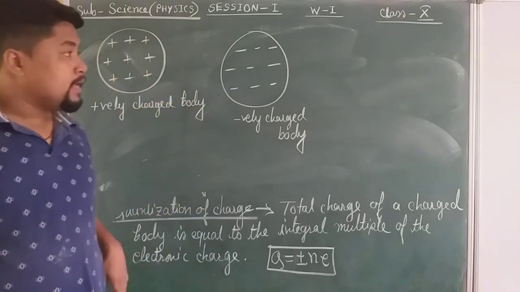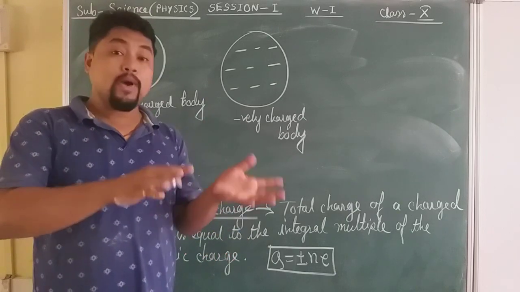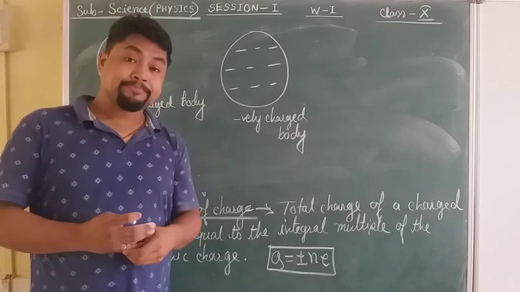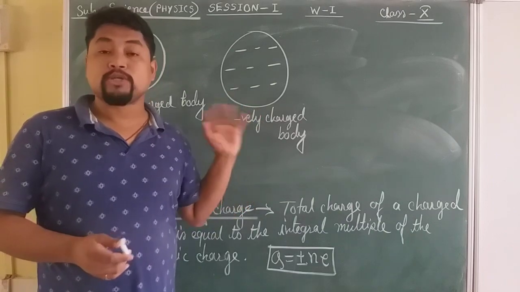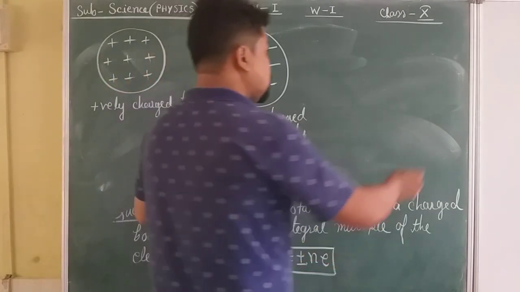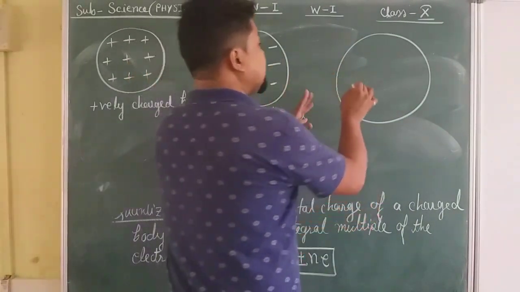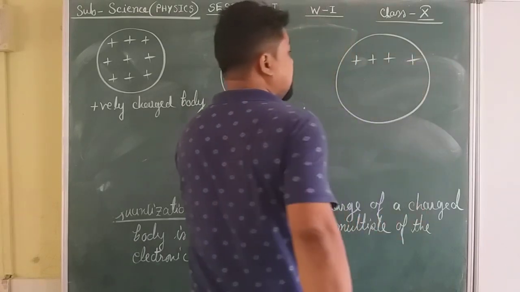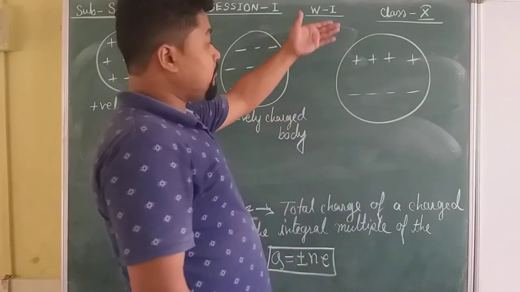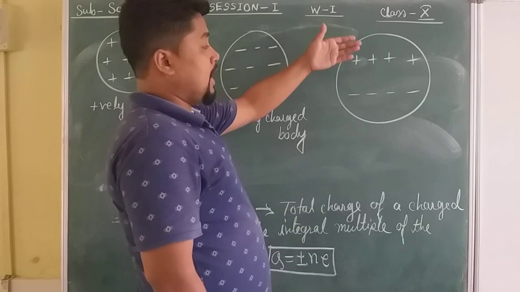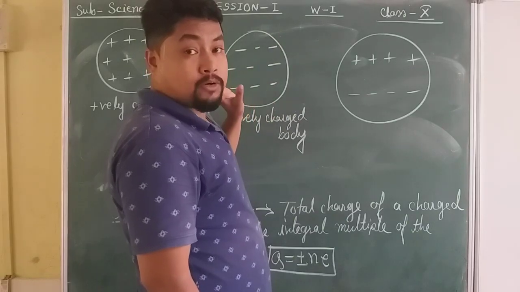If the body contains equally positive and negative charges, then the body is said to be neutral. Suppose this body contains 1, 2, 3, 4 positive charges and 1, 2, 3, 4 negative charges. So if the number of positive charges and the number of negative charges are equal, then the body is said to be neutral.